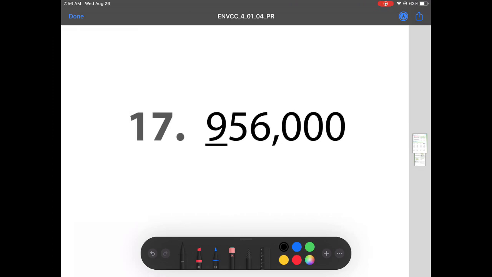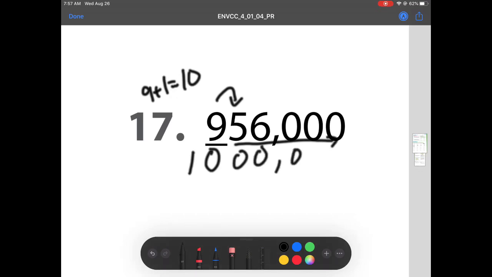Now number 17. Look to the right. 5 or more, we add 1 more. This one's a little tricky though, because we have 9, and when we add 1 more, it becomes 10, which is 2 digits instead of 1. So all that means is this 9, I'm just replacing it with a 10. And then look to the right, so everything to the right, we put zeros in sight.